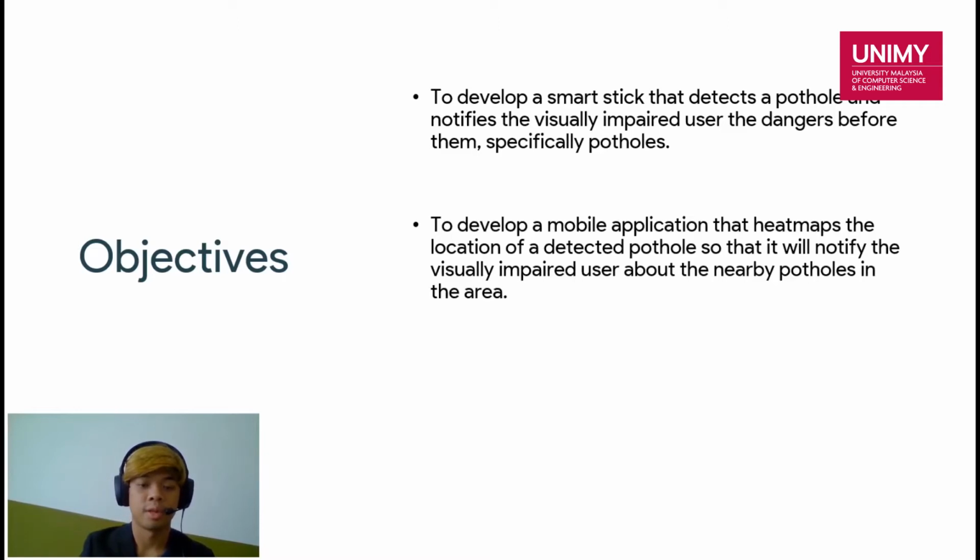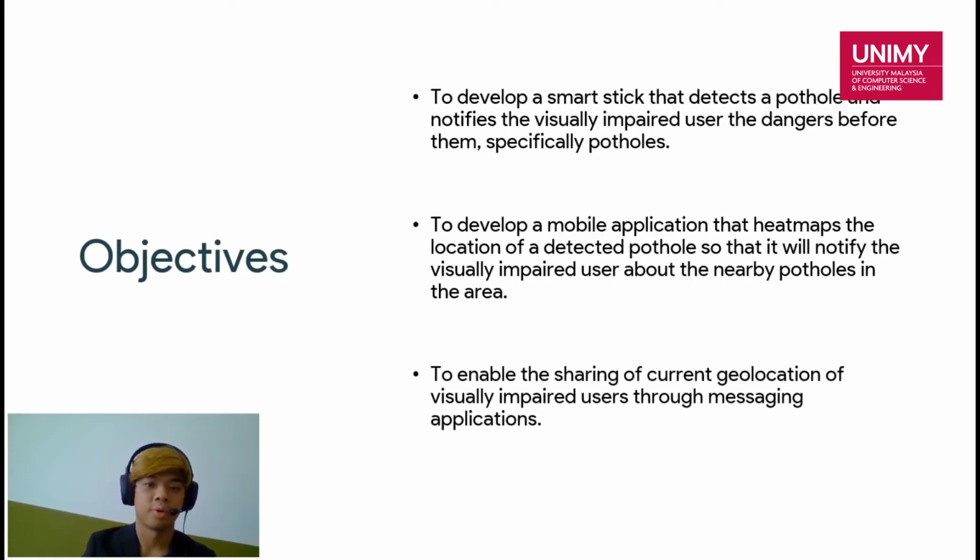Secondly, Brother I aims to develop a mobile application that heat maps the location of a detected pothole so that it will notify the visually impaired user about nearby potholes in the area. So this will help the visually impaired to remind themselves of where the pothole was detected so that they can take more precaution when they go into that area.